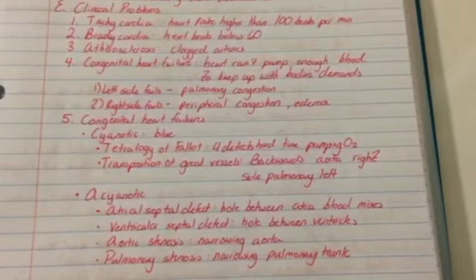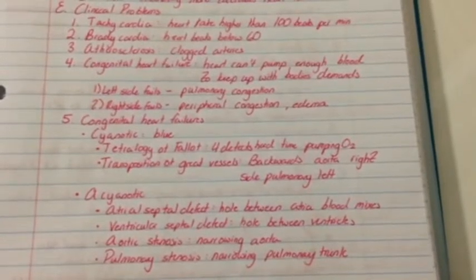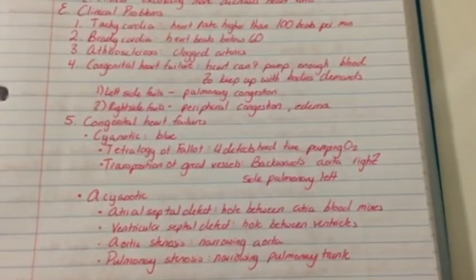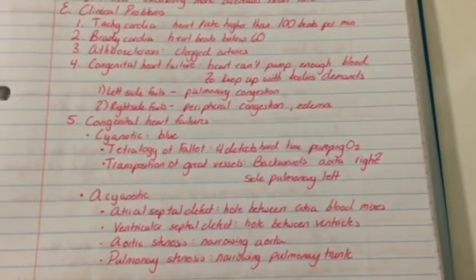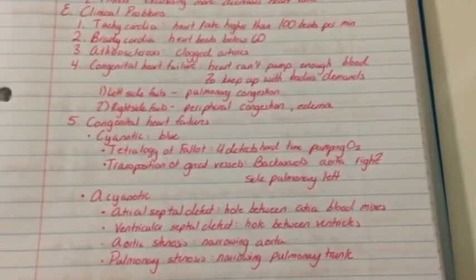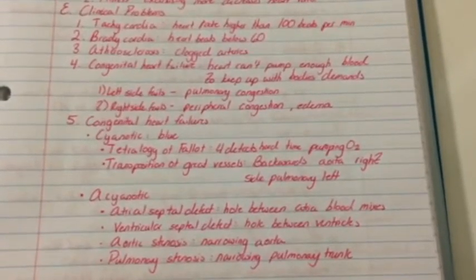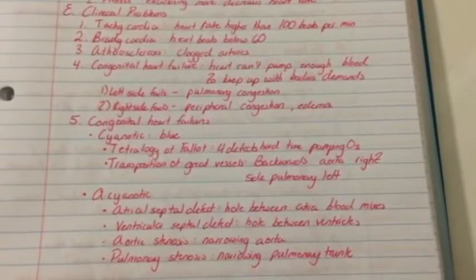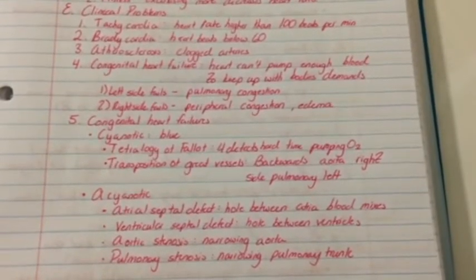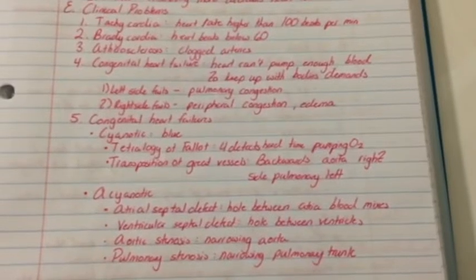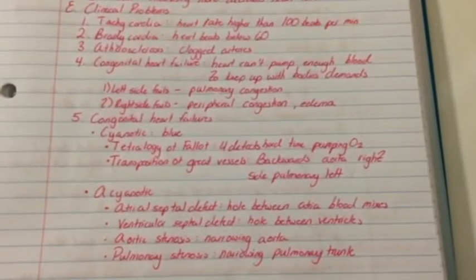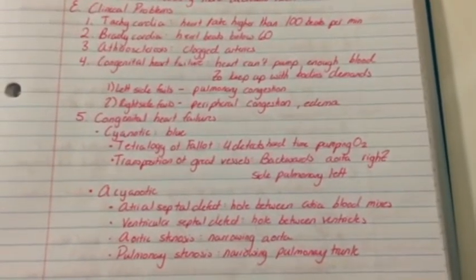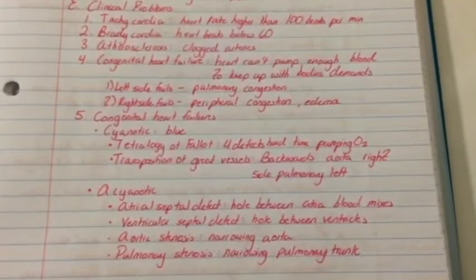Clinical problems of the heart include tachycardia, which is a heart rate higher than 100 beats per minute, bradycardia, which is a heartbeat below 60, atherosclerosis, which is clogged arteries, and congenital heart failure, which is when the heart can't pump enough blood to keep up with the body's demands. If the left side fails, it's pulmonary congestion, and if the right side fails, it's peripheral congestion.